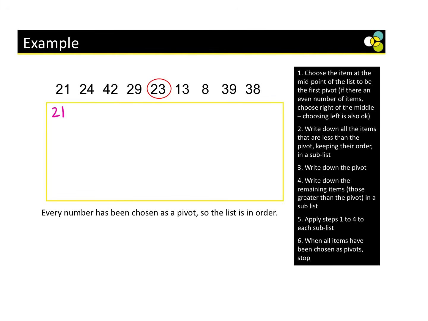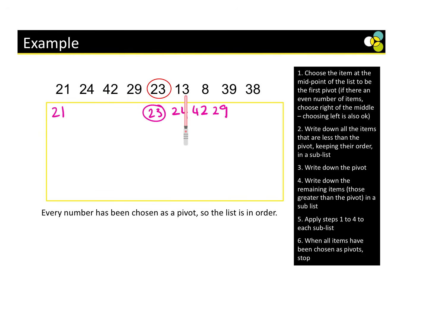Right. Oh, sorry, I'm going to keep 23 here. 24 would now move here. Is 42 less than the pivot? No. So 42 goes here. Is 29 less than the pivot? No. So 29 goes here.